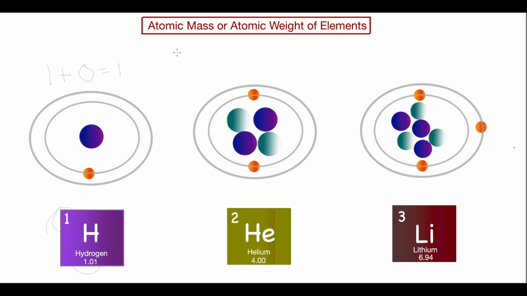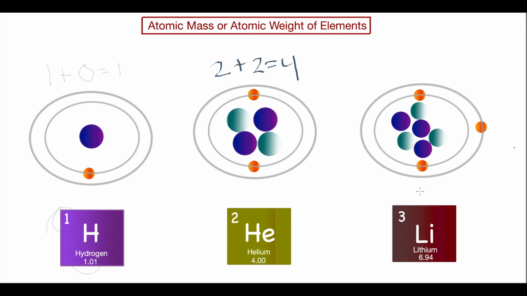Let's go to the next one. So the next one says it's helium. It has 2 protons in purple, 2 neutrons in light green, and 2 electrons in orange-yellow color. So if we calculate the atomic mass here, we should have 2 protons plus 2 neutrons, which equals 4. And as we can see, we have an average of 4.